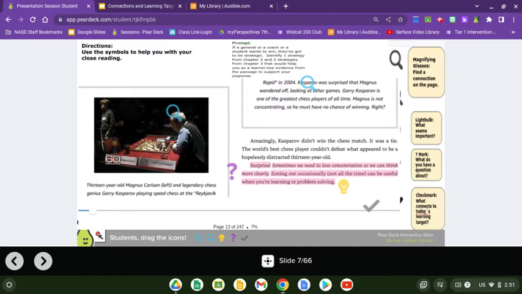Surprise! Sometimes we need to lose concentration so we can think more clearly. Well, it's in italics. It's a strategy that zoning out can occasionally help us, as long as we don't do it for too long, not all the time. It can be useful when you're learning or problem solving. So I'm going to put my check mark there, but it sort of encompasses all this, so I'll put it all over this.